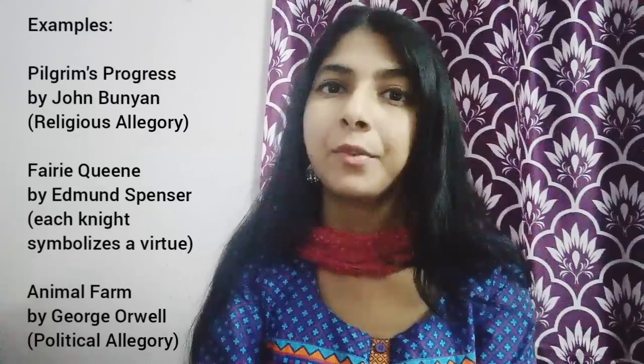So throughout his journey, the spiritual journey, he comes across various characters. Each character symbolizes either a virtue or a vice. Then another example is Edmund Spenser's Faerie Queene, where each knight symbolizes a virtue. So it is another example of allegory. Then George Orwell's Animal Farm. It is a classic example of political allegory, which talks about the evils of the Russian Revolution.